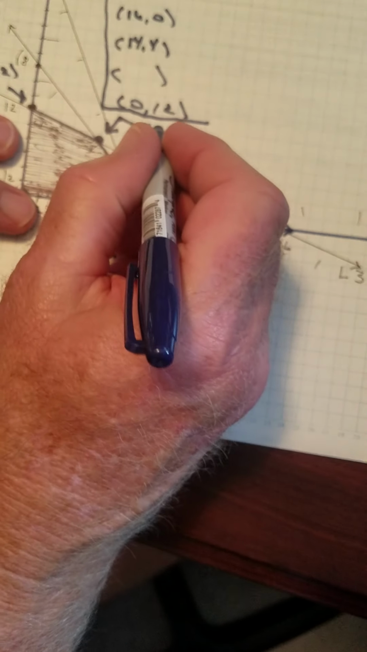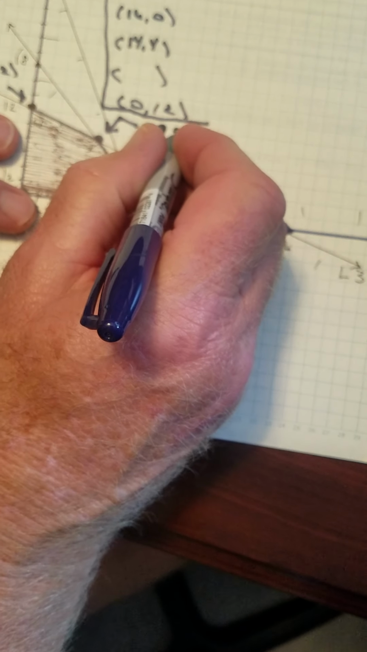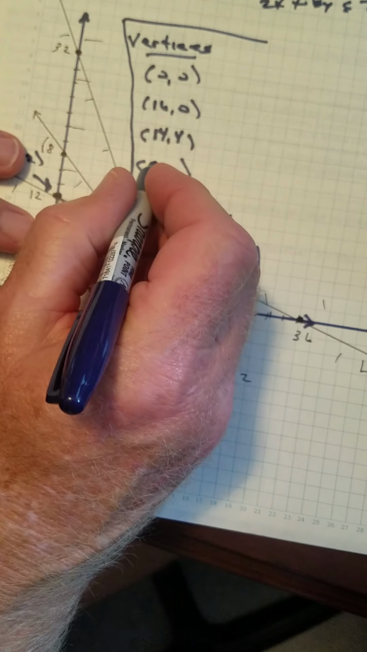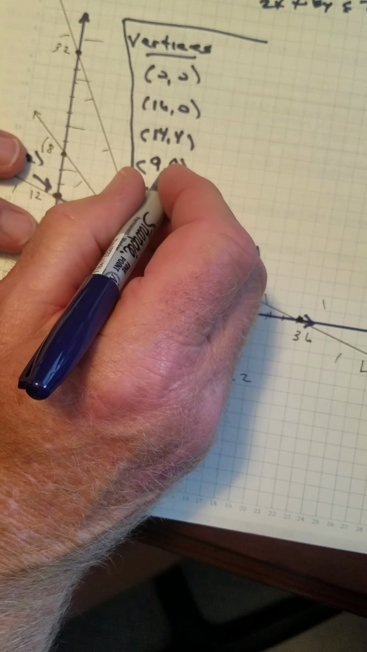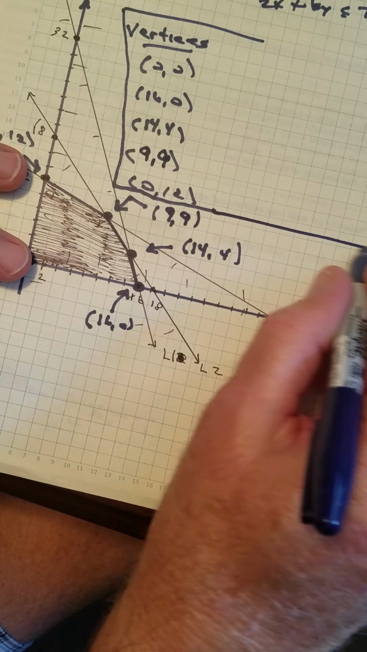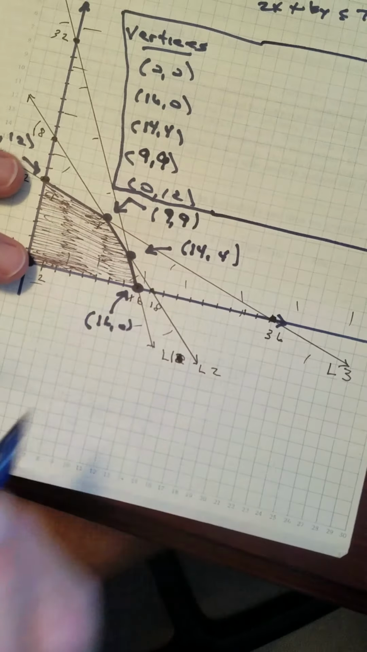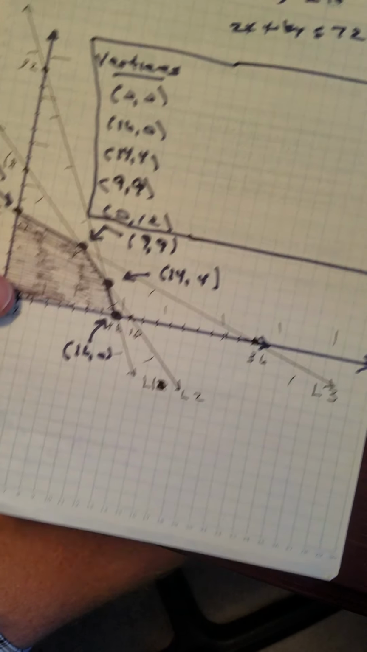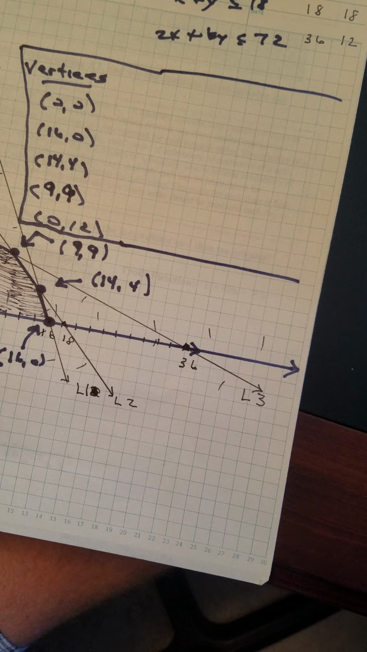So when I come back over here, that's 9, 9, and that's this one right here. Okay, that's the hard part.